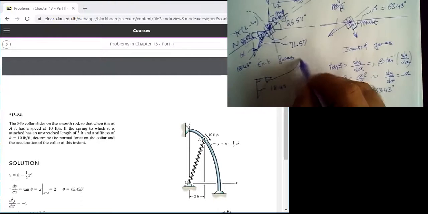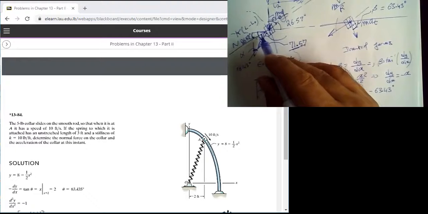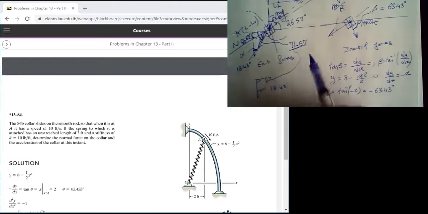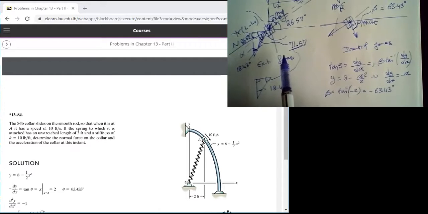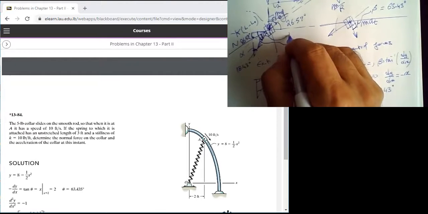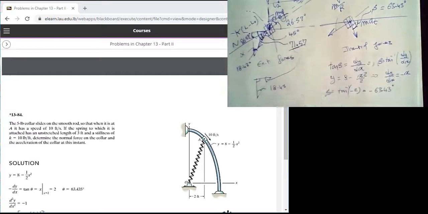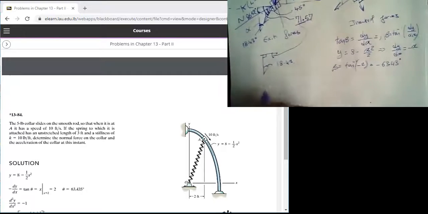Okay. So this guy is here, okay? Now we need to know this guy. What is this guy equal to? It will be 71.57 minus 26.57, right? Right? Yes. Which is equal to how much? 45. 45 even? Yes. Okay, we're good. So now we can sum the forces along the normal direction, right? So let's do that.